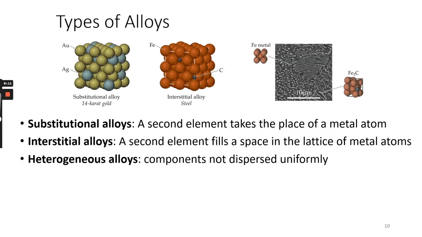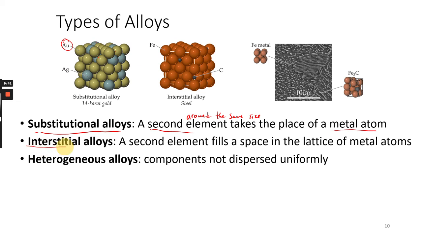There is more than one type of alloy. So we have our substitutional alloy, where the second element takes the place of the metal atom. And they both are around the same size. So you see here, you have gold, and you have some silver substituted in there. It's taking the place of the gold atoms.